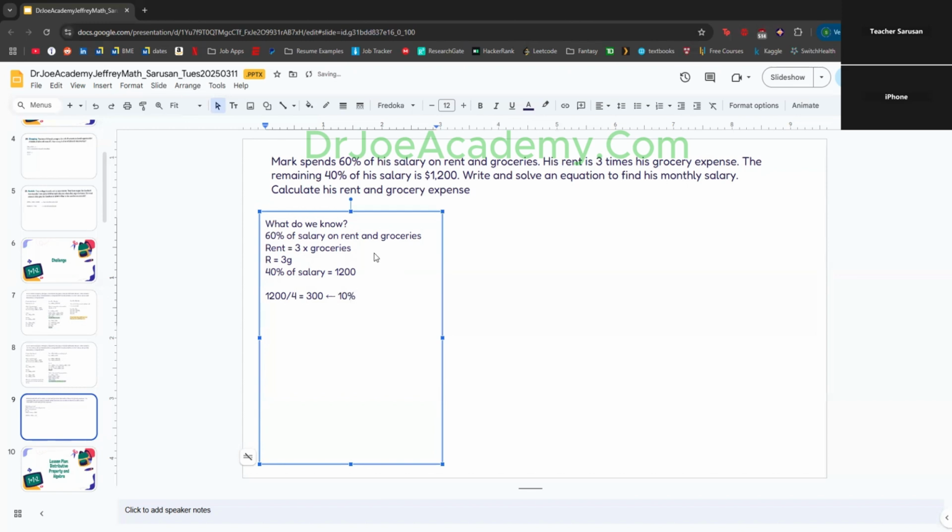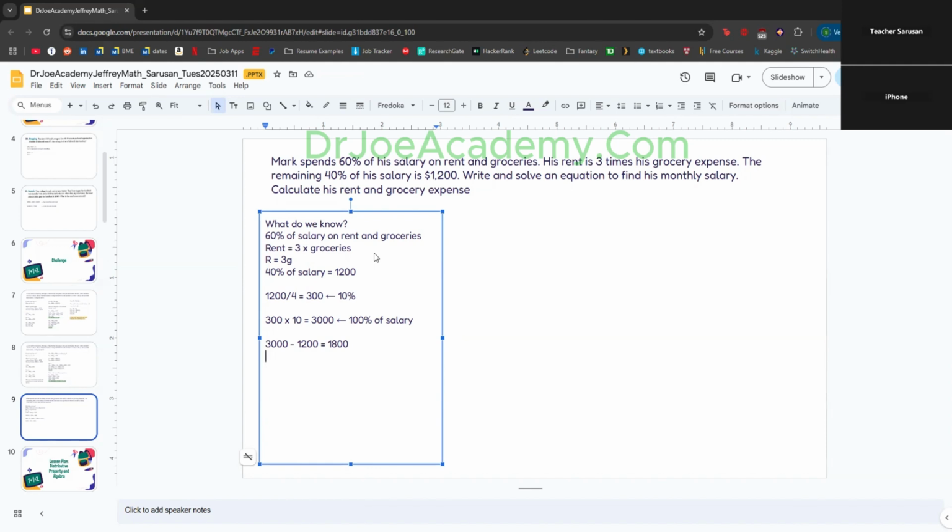All right, and what did you do after that? 300 times 10 to find 100%. 300 times 10 equals 3,000. This is 100% of salary. And then, now we know his salary, but to find the rent and grocery expenses, we do 3,000 minus 1,200, which is 1,800. And then we divide the 1,800 into 4. 1,800 divided into 4 parts is 450.